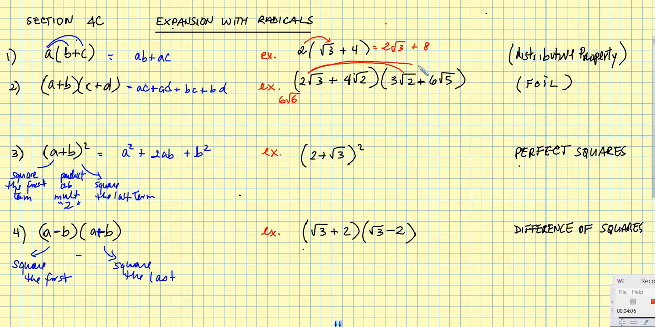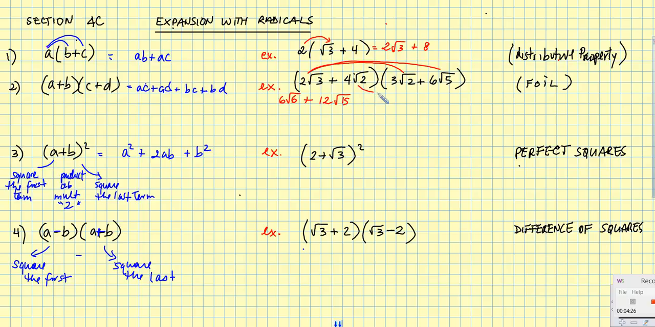Then we do 2 root 3 times 6 root 5. So that means we've got a plus there, so we've got 2 times 6 is 12, and 3 times 5 is 15. Remember that you are multiplying together what's outside of the square roots, and you are multiplying what's underneath the square roots together.